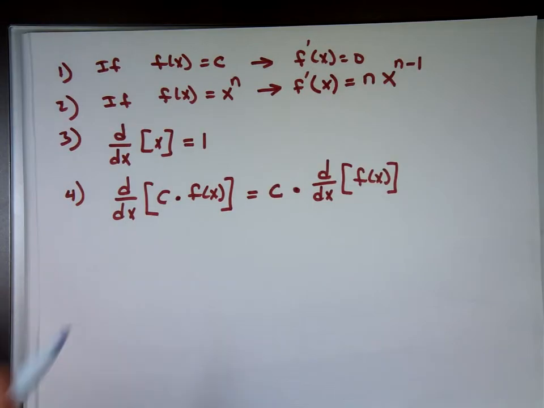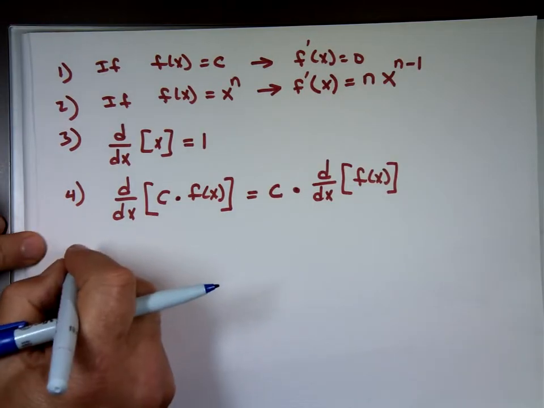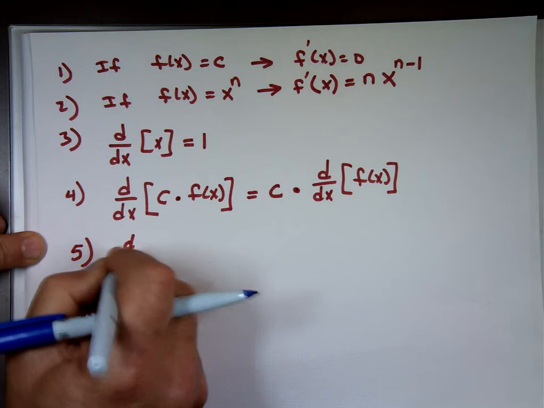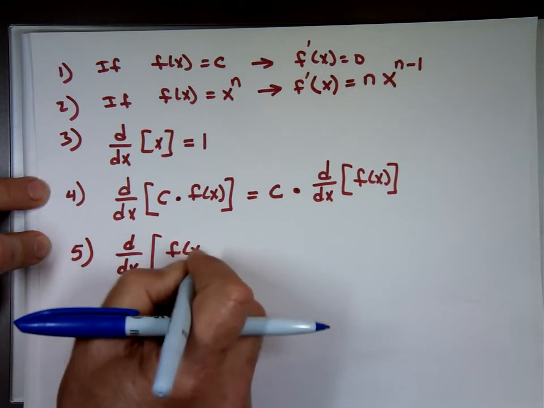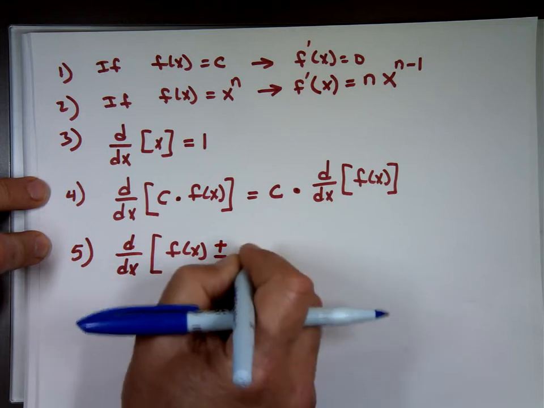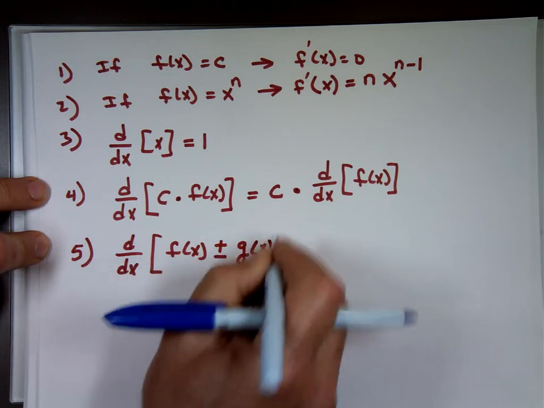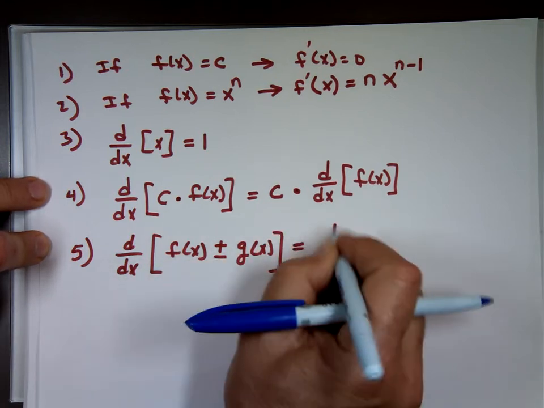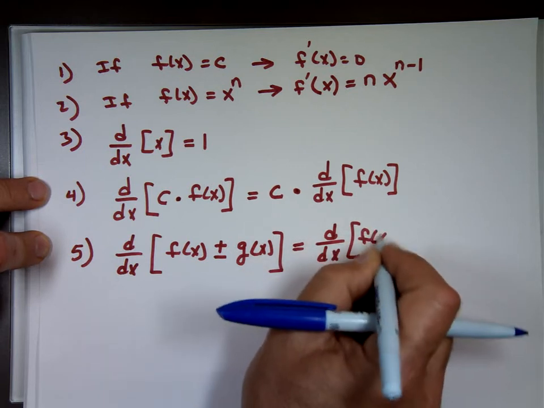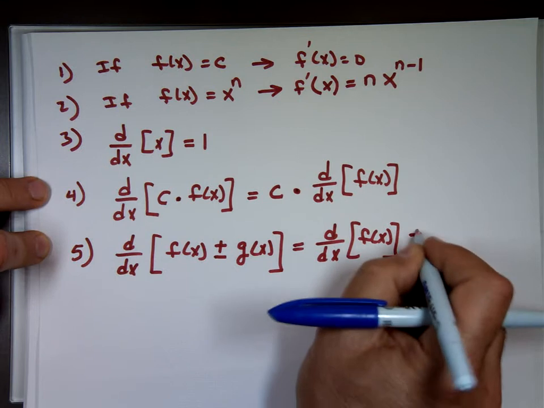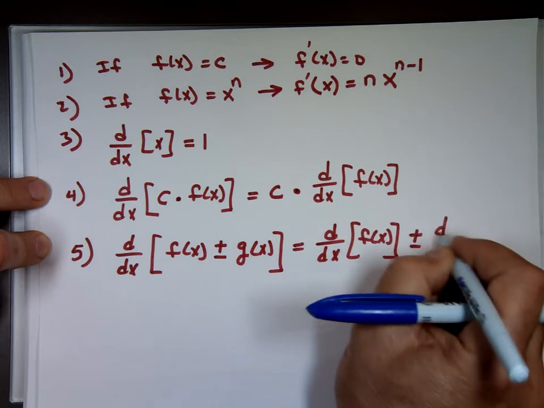And that's actually the next rule. If you have addition or subtraction, you can break it down, but not multiplication. If you have addition or subtraction, you can break it down: the derivative of the first, and if it's addition, you leave it addition. If it's subtraction, you leave it subtraction. The derivative of the second.